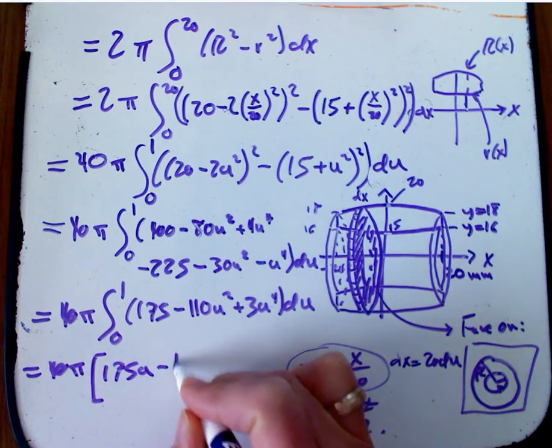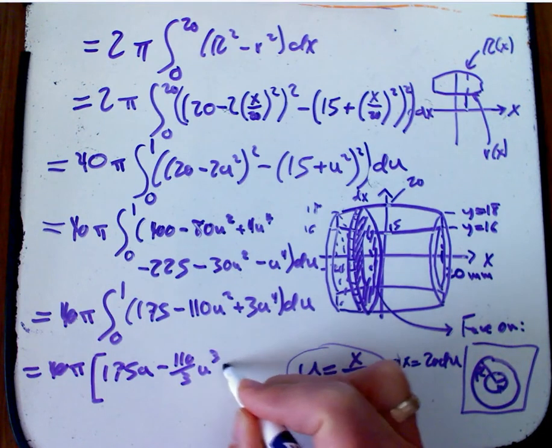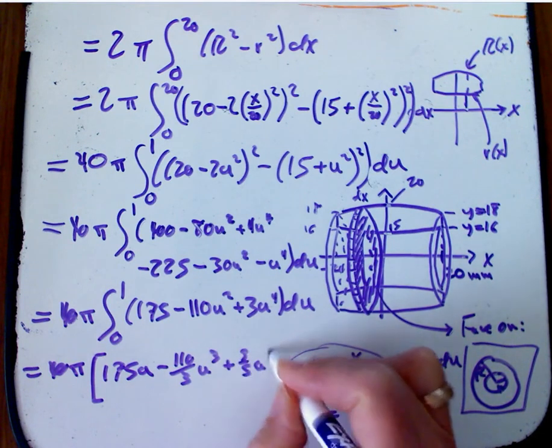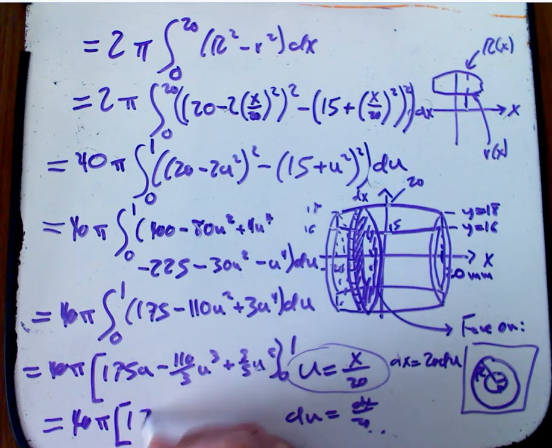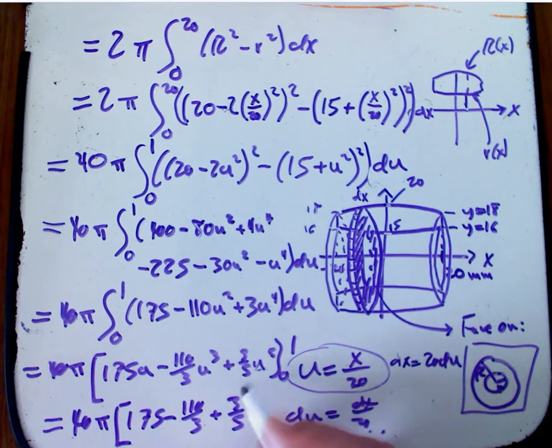175u minus 110 over 3 u cubed plus 3/5 u to the 5th from 0 to 1. And luckily 0 to 1 is the easiest to ever do for polynomials, because it dies when u equals 0, and then just everything becomes 1 when it doesn't. So 40 pi times, kind of a funky fraction still, 175 minus 110 thirds plus 3/5. Notice this part is really minor. That last little u to the 5th has a very small contribution. So that's about 30-ish. It's going to be about 140 times 40 pi if you simplify it and get a fraction. But I think we're done.